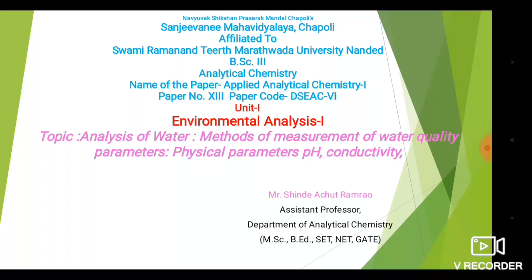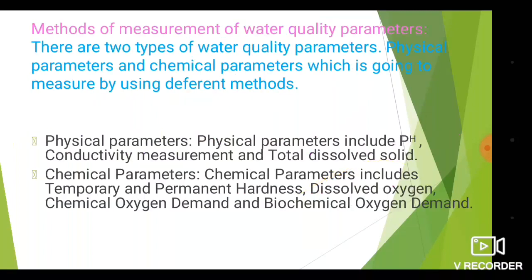In the last lecture, we learned about the potable water quality standard. In this lecture, we are going to learn about the topic analysis of water, in which methods of measurement of water quality parameters, that is physical parameters, pH and conductivity. So let's begin with this: the methods of measurement of water quality parameters.